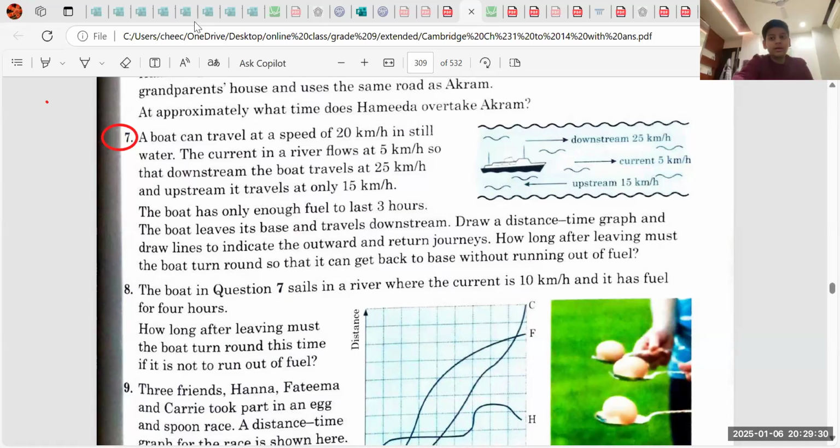I don't understand the question. Yes, sir. Same. I don't know what to do. So the question says that the boat has to return in 3 hours. The boat is going downstream. It returns back in 3 hours. So how long can it go? Maximum distance or maximum time it can travel? That's what the question is saying.